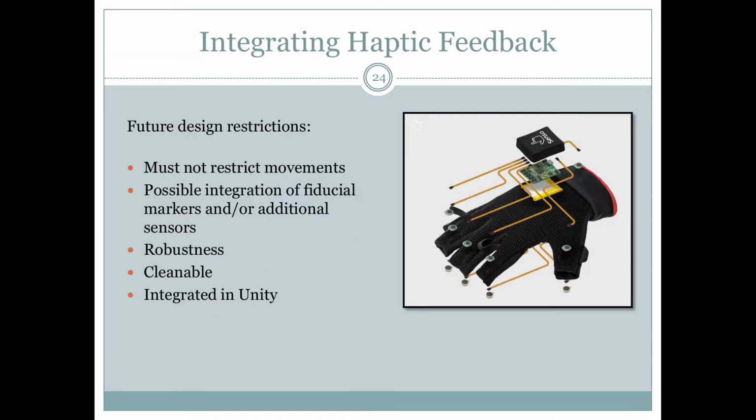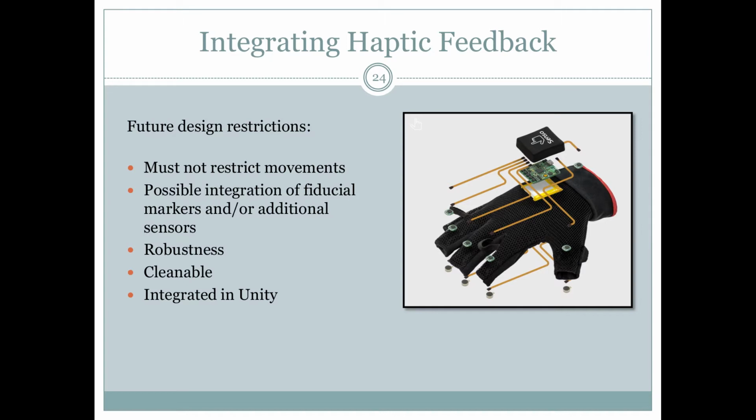The haptic glove that needs to be finished needs to be working under several restrictions, because we want the glove to not restrict the user movements. We have to see if we want to integrate some fiducial markers on top of the glove to make the tracking of the hand easier. So if we want to simply put markers or sensors, or maybe inertial sensors, we have to see if the design can be expanded.